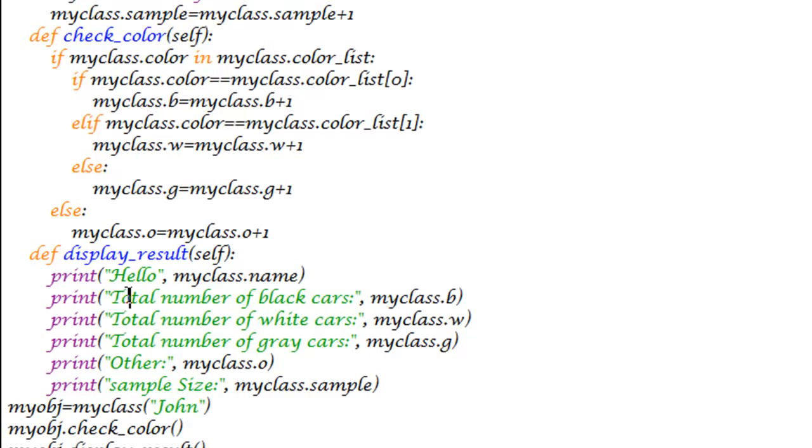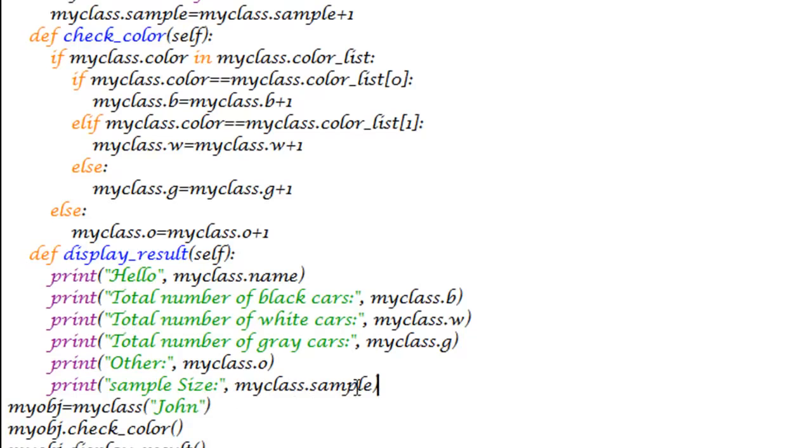And then on the next line I have another print statement that displays the total number of black cars, and that value is available in the variable b local to the class, so that's why myClass.b. And then the number of white cars, number of gray cars, and finally the total number of other cars. And then we've also displayed the sample size, right?